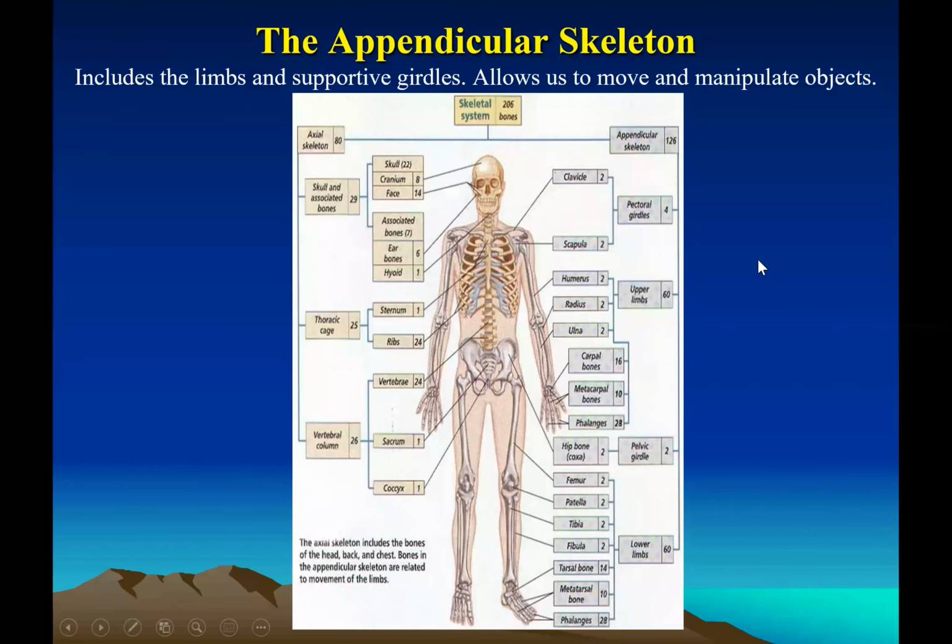So the arms and legs, they bring about movement in our body. So it allows us to move and manipulate objects. We use our hands and feet all the time.